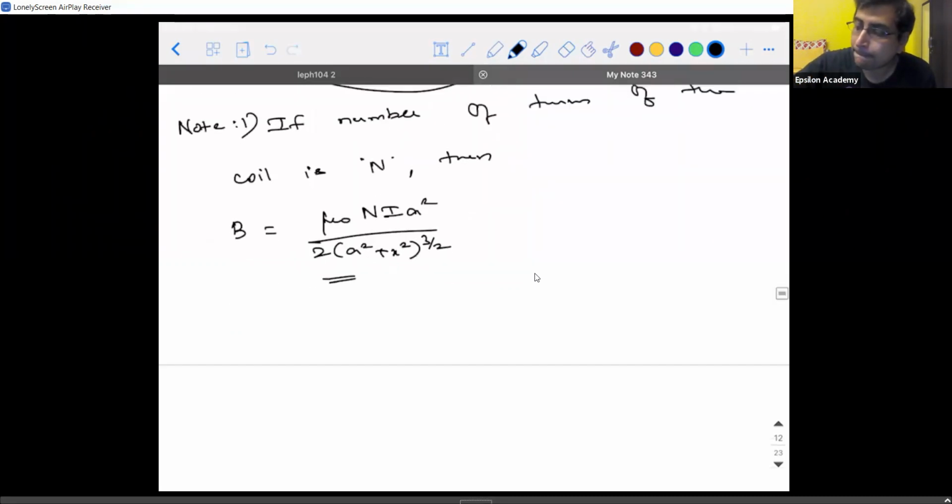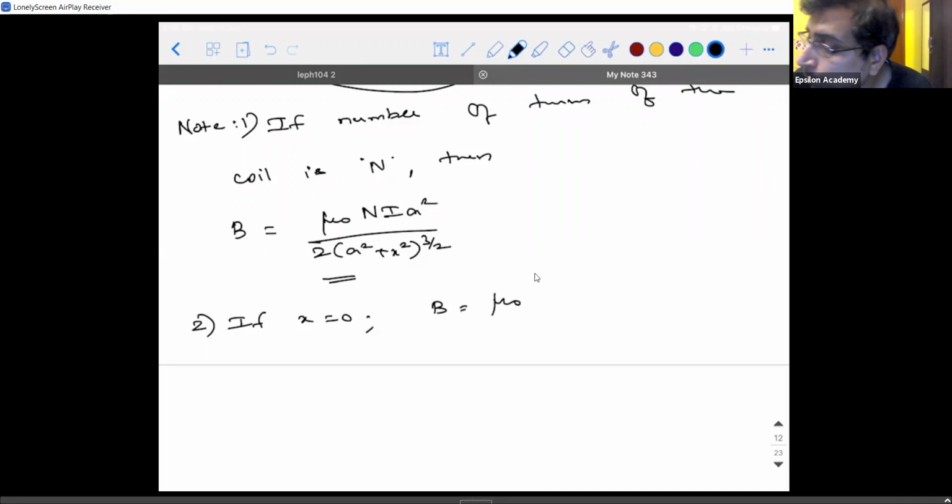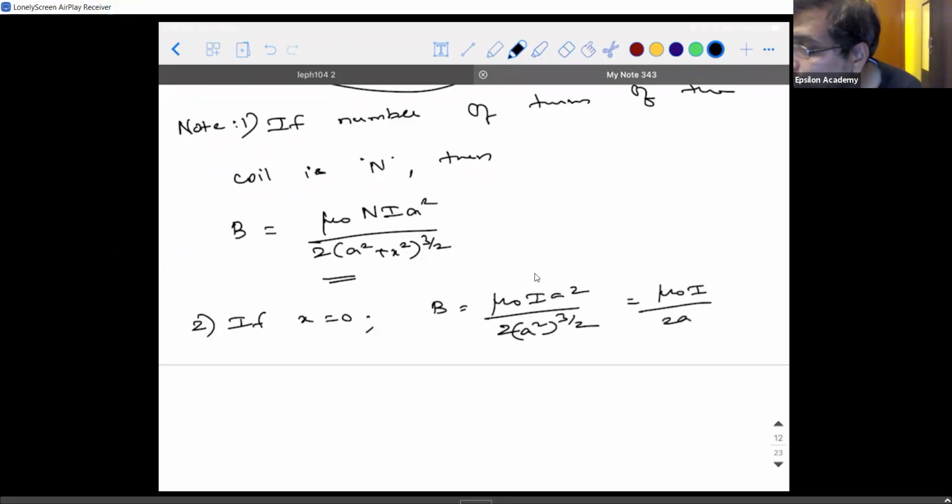Okay. Second, the number of turns of the coil is capital N, then B is equal to mu naught capital N I a square divided by 2 into a square plus x square the whole power 3 by 2. Next, if x equal to 0, then B will be equal to mu naught I a square divided by 2 into a square the whole power 3 by 2, which will be mu naught I divided by 2a.